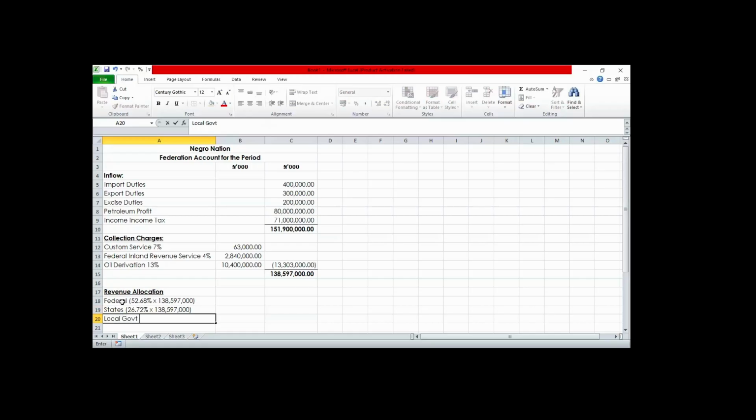Local government is 20.60%, that one is 20.60% times 138,597,000. This will be computed as 73 million.